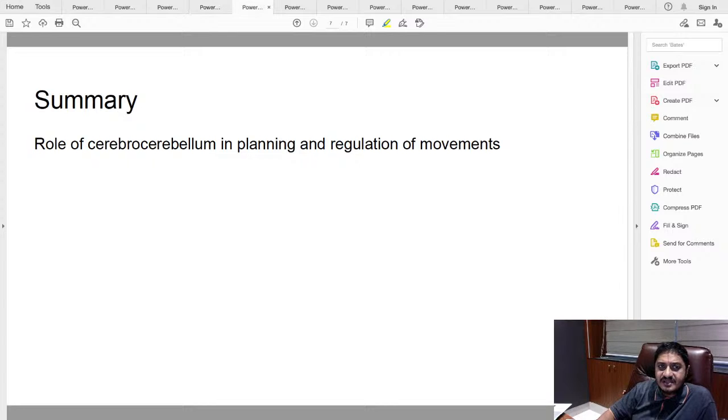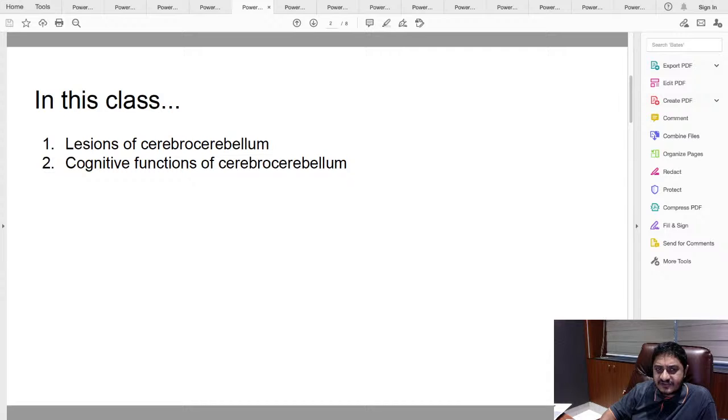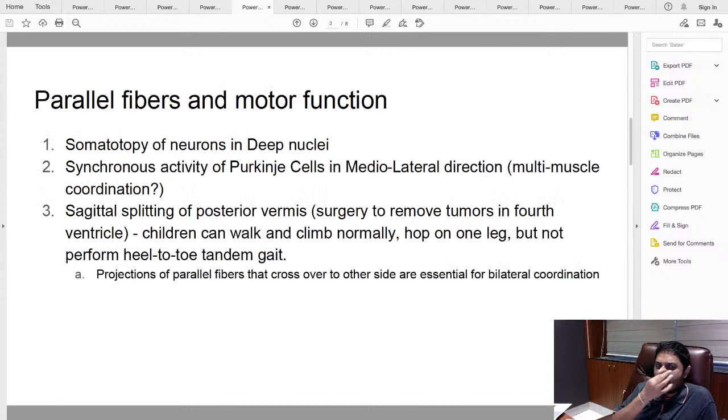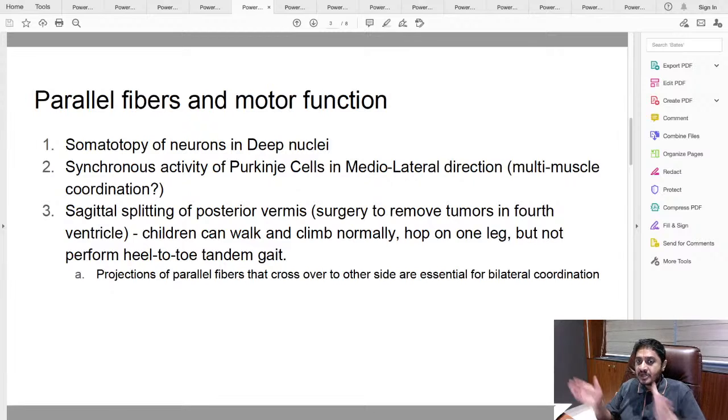So what we have seen is that, and what would happen if there are lesions of the cerebellum? What are the cognitive functions of this? Remember, I already mentioned there is somatotopy in the deep nucleus, and there is multi-muscle coordination in Purkinje cells in the mediolateral direction. What does that mean? Many Purkinje cells are synchronously active. That means that Purkinje cells controlling different muscles may be simultaneously activated, leading to the hypothesis that there is some kind of multi-muscle coordination.